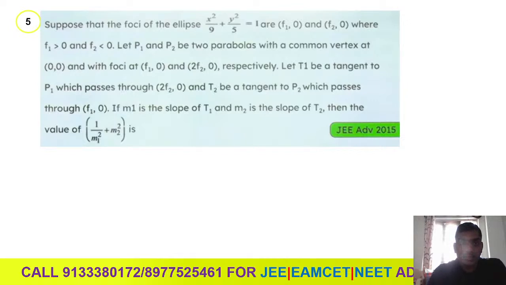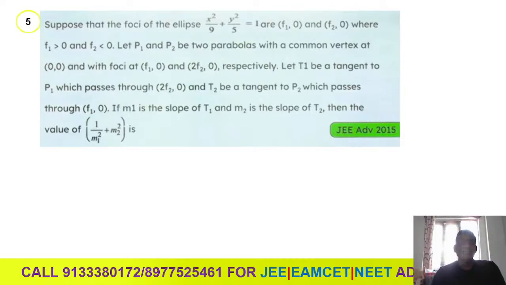Suppose that the foci of the ellipse x square over 9 plus y square over 5 equal to 1 are f1 comma 0 and f2 comma 0, where f1 is greater than 0 and f2 is less than 0. Let P1 and P2 be the two parabolas with common vertex at 0 comma 0 and the foci at f1 comma 0 and 2 f2 comma 0 respectively.